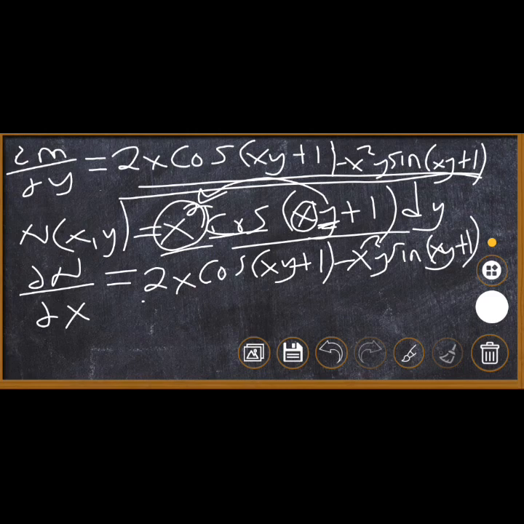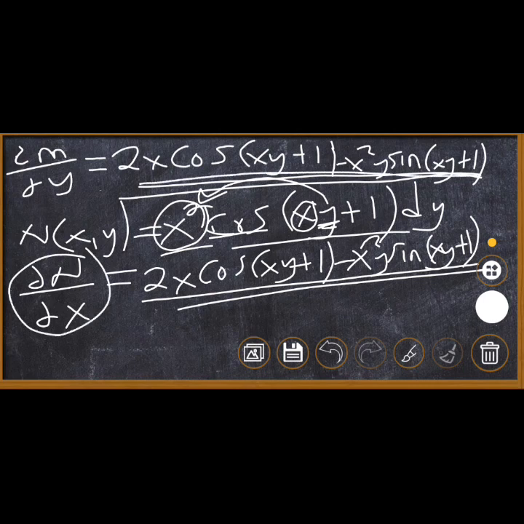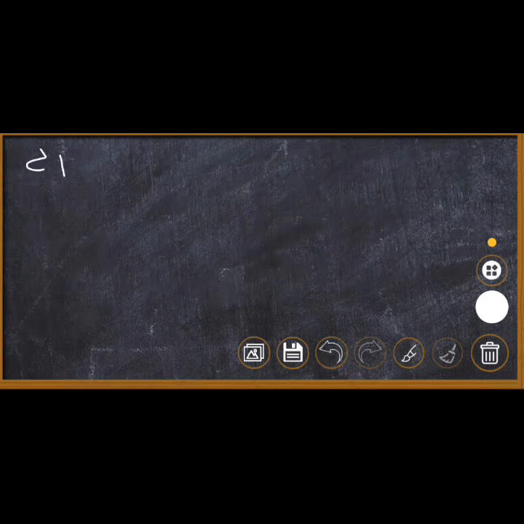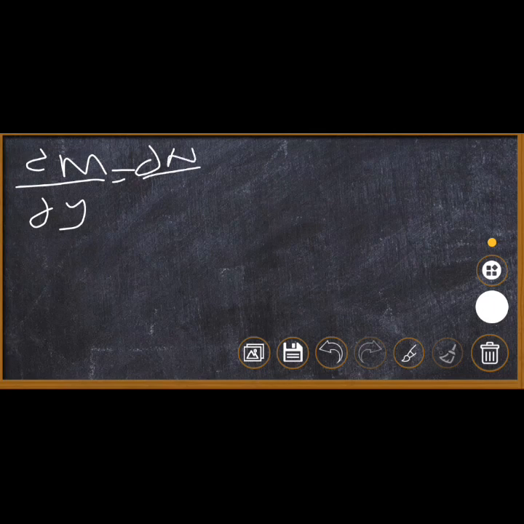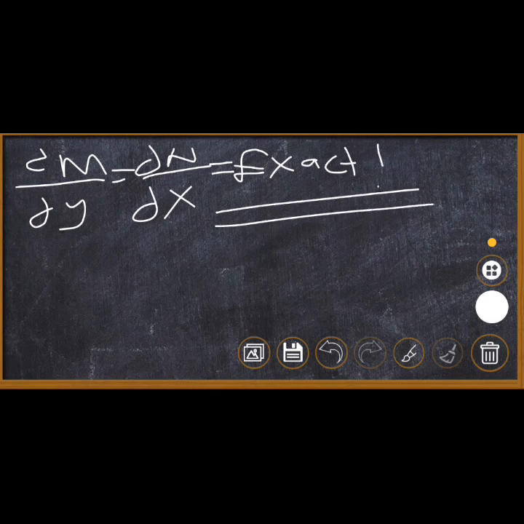Now, if you look at the differentiated equation for this function and the differentiated equation for this one, they are the same. So this implies that the derivative of m with respect to y and the derivative of n with respect to x are equal. Since we have them the same, this implies that the given expression is exact.